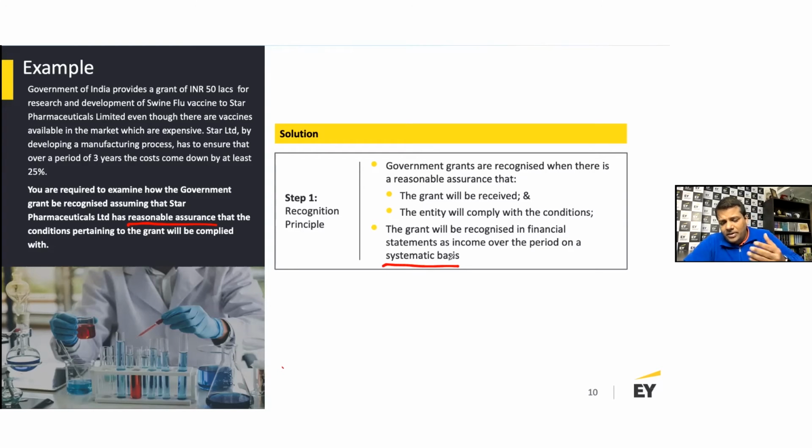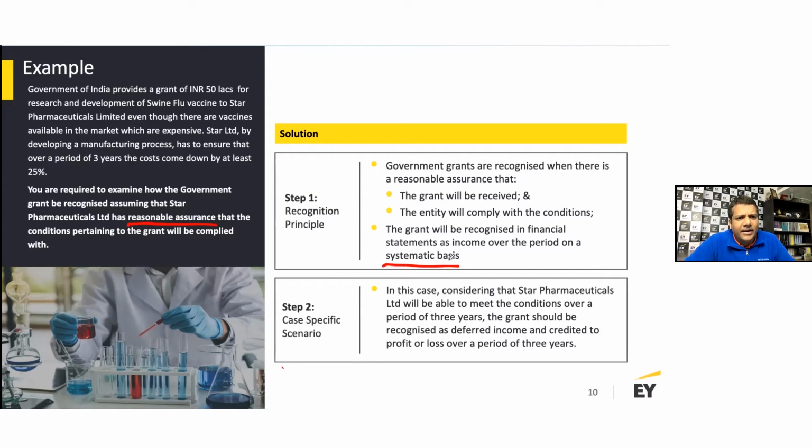It may be upfront, it may be over the period, but you have to determine on a systematic basis. It has to be logical. Then in this particular situation, since there is a reasonable assurance that the condition pertaining to the grant will be complied with, I know the amount, all of that. So considering that Star Pharmaceuticals will be able to meet the condition over a period of 3 years, the grant should be recognized as deferred income and credited to P&L over a period of 3 years.